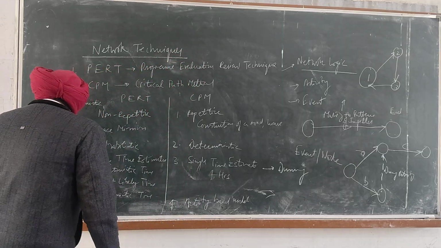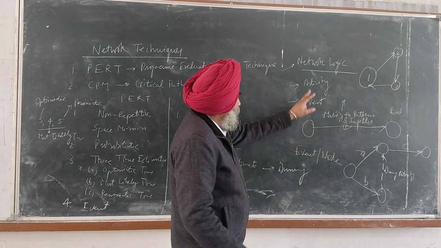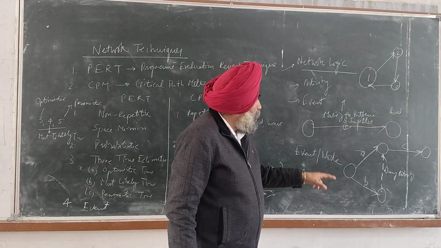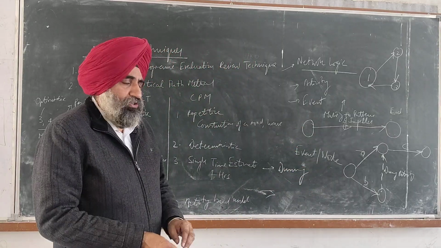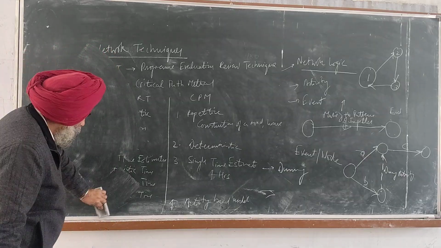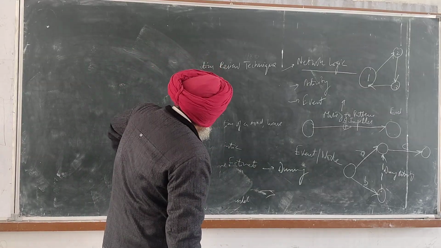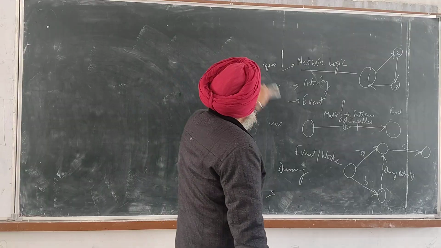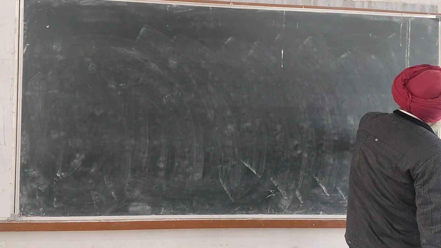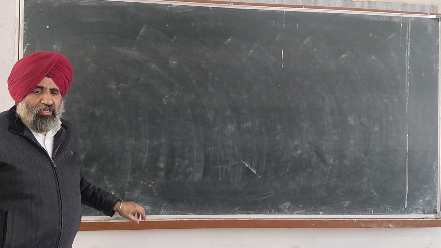So this is a little bit about network logic, where we discussed the activity and event, then a dummy, then the path, then looping. We'll take one more concept, the last concept we are going to talk about, that is the Fulkerson rule. Fulkerson is a scientist who gave the rule for how to number a network model once you are able to make it.